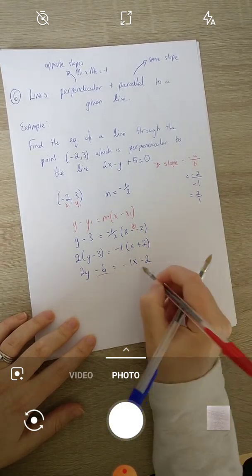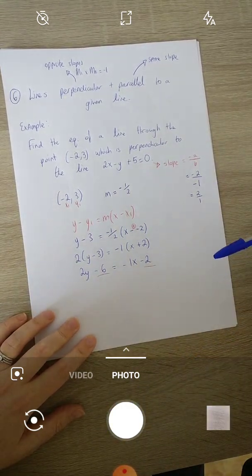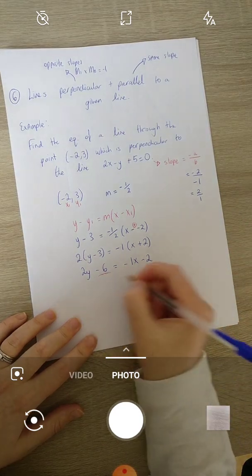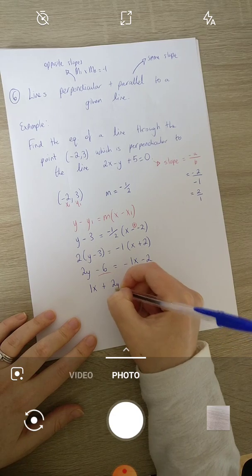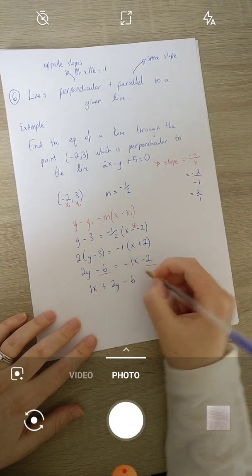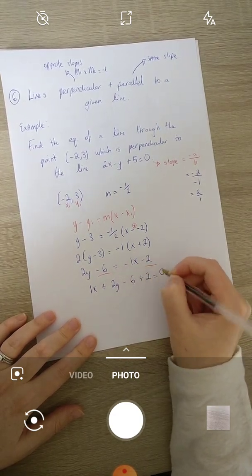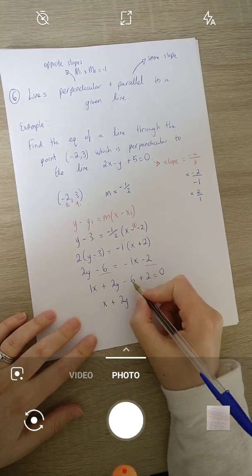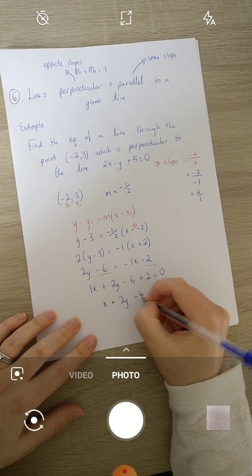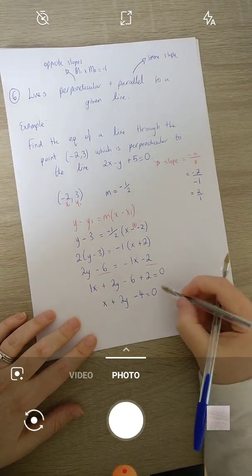Remember, you wouldn't get full marks at this point because you haven't fully simplified. So I'm going to bring everything over. So we've 1x plus 2y minus 6, and the -2 becomes +2 equals 0. So our answer would be x plus 2y minus 6 plus 2 is -4 equals 0.